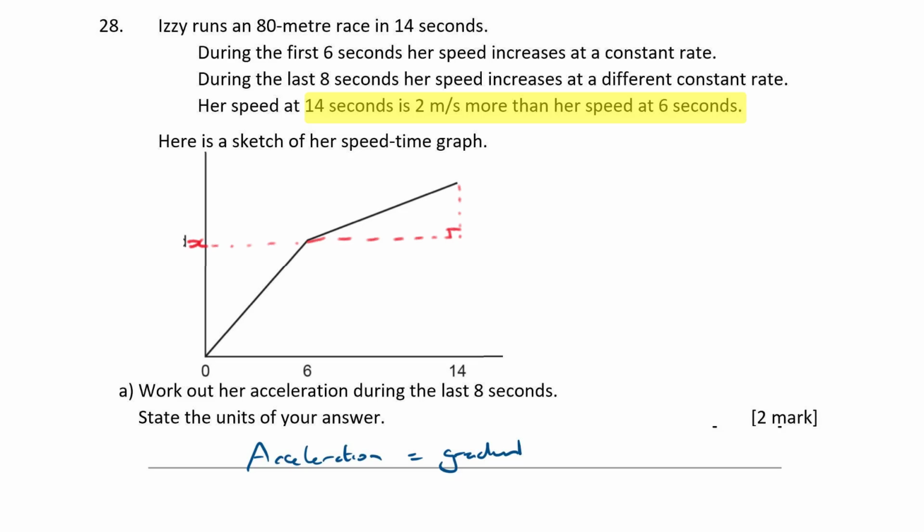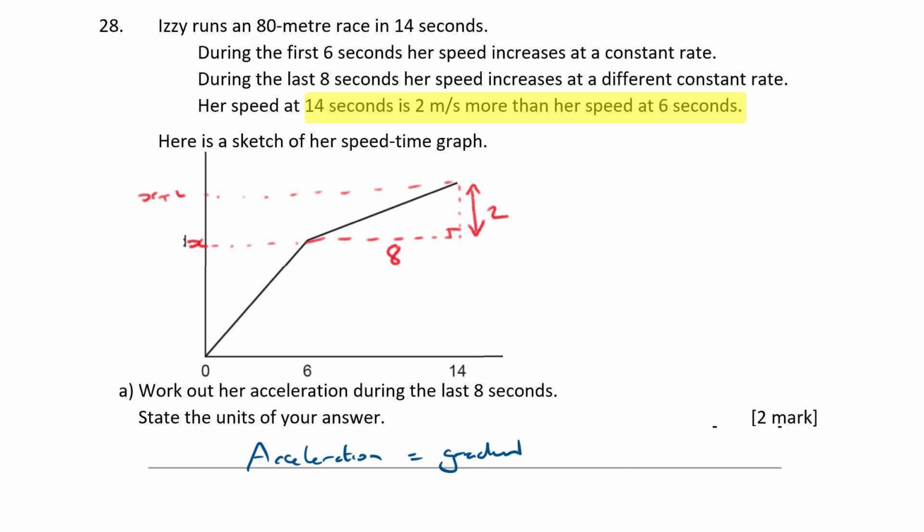So if this value was x, then this value is x plus 2, which means that distance between there and there must be 2. Okay, so I don't know what x is, but I know that that one up there is 2 more. So I do know the change in y. The change in x is just 14 minus 6, that's 8, isn't it?